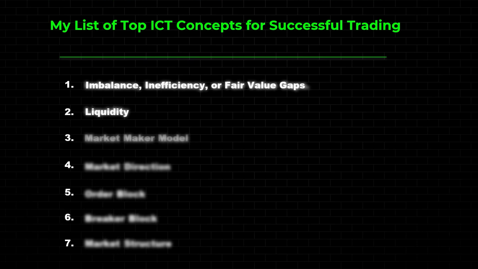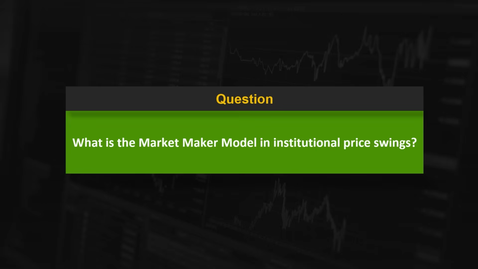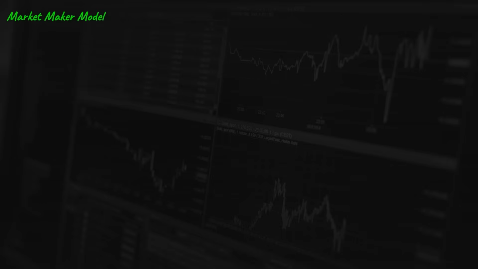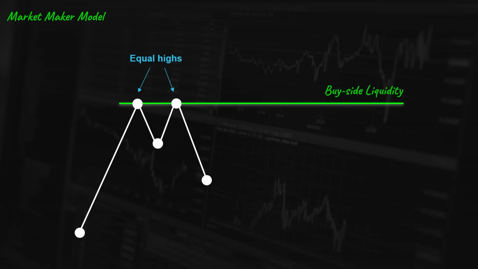The third concept is the market maker model. Now, what is the market maker model in institutional price swings? There are two types of liquidity in the market: buy side and sell side. Liquidity above a high or a group of highs represents buy side liquidity.